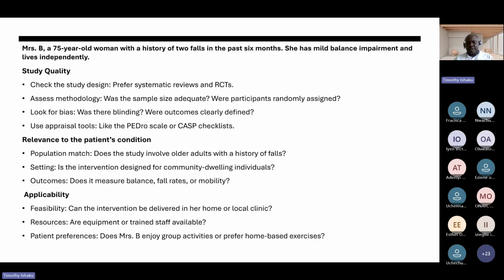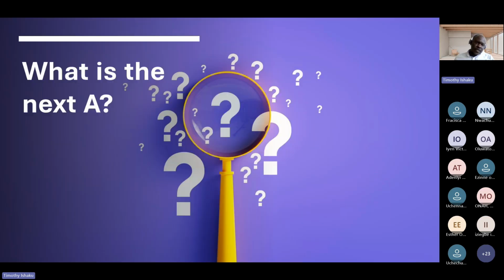So apart from those three, my next question is, what is the next A? Because there are a lot of A's for those that are joining us. What is the next A? Applicability. Ian, okay, thank you. Applicability. When you say applicability, what do you mean by applicability?